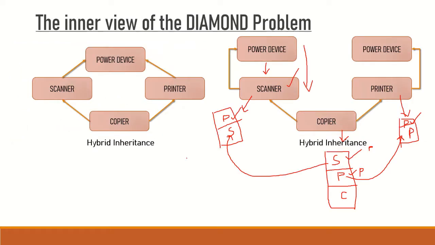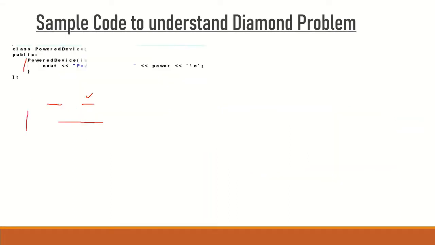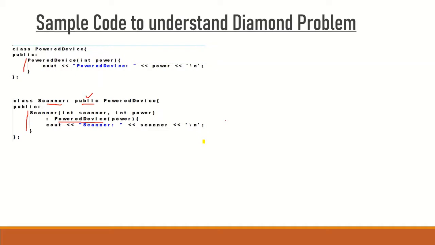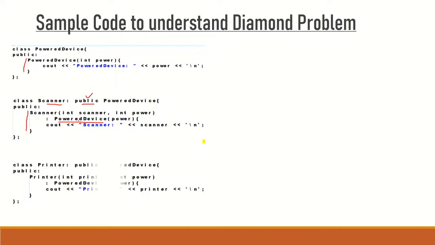I hope you remember that when we discussed this inner view of the diamond problem, we found that when you create a scanner class object, it also has a power device class part inside it. For this reason, when we define the constructor of the scanner class, we need to call the base class constructor first. Similarly, we have the printer class also. The same thing we need to follow: we need to call the power device class constructor from the printer constructor.